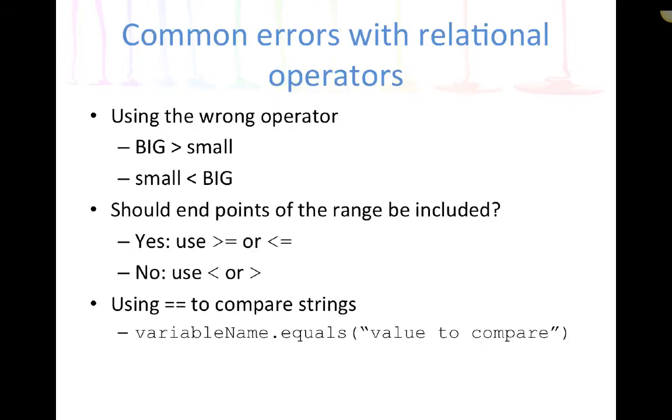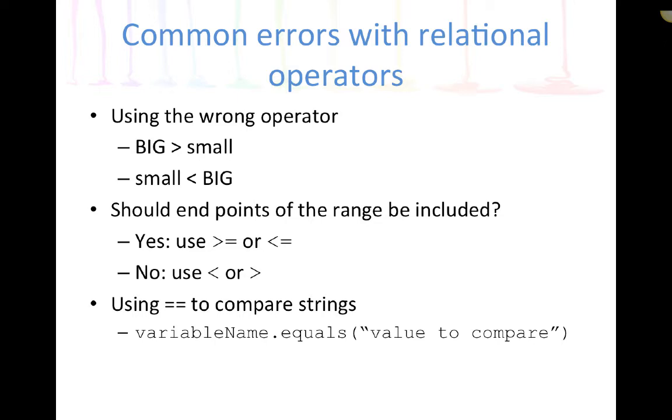We do see some common errors whenever we work with these relational operators. The first one is always my trick. I always get these backwards and I use the wrong operator. So remember that with our greater than or a less than, the caret wants to open up to the bigger number. Another thing to consider is should those endpoints be included in the range.